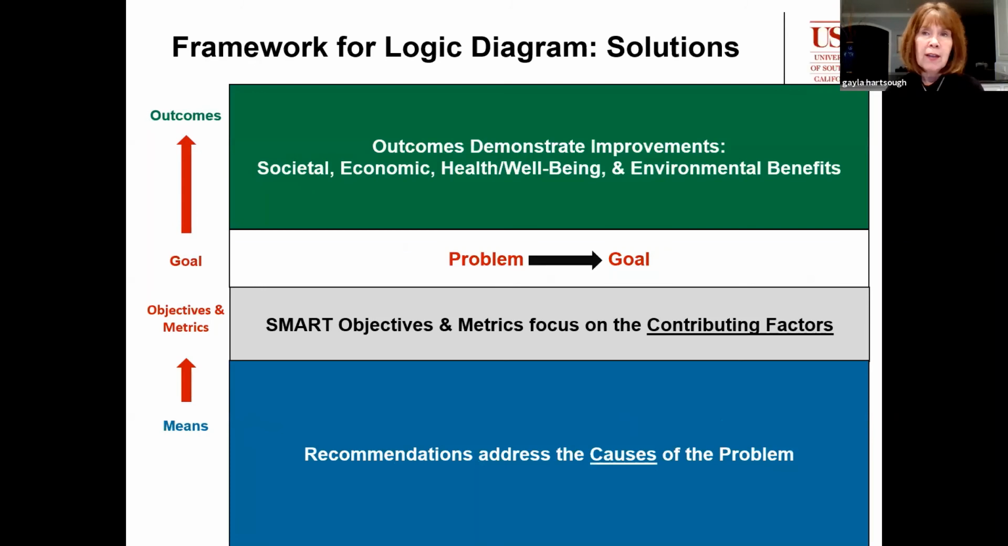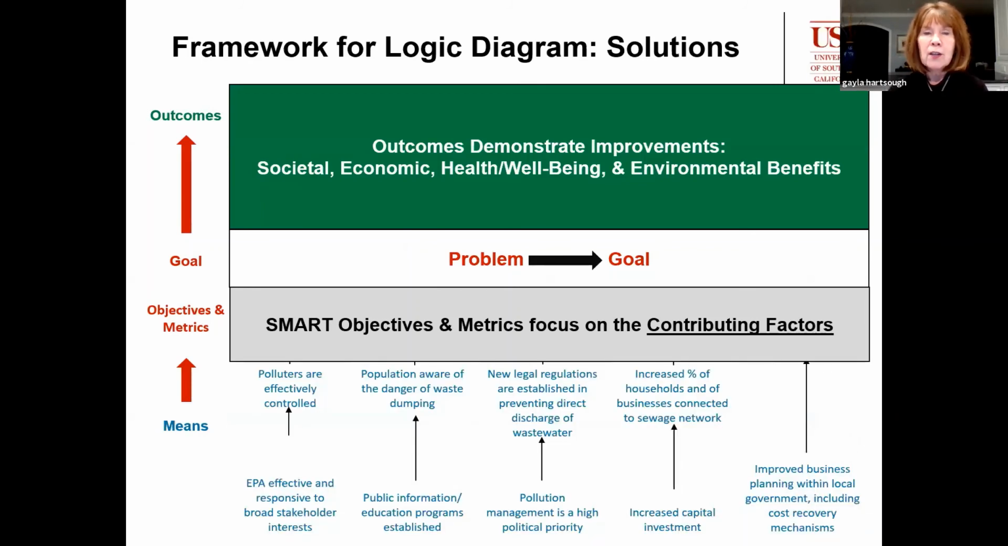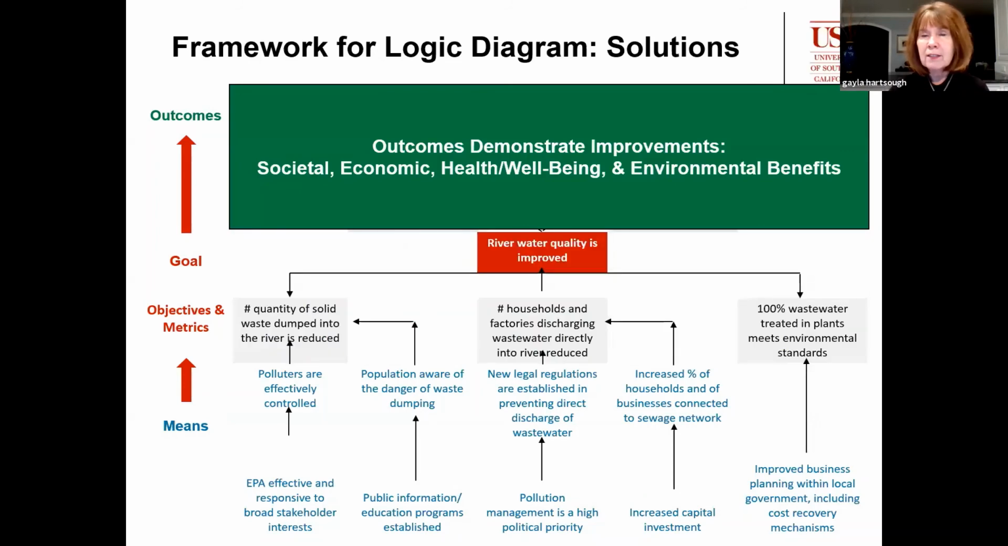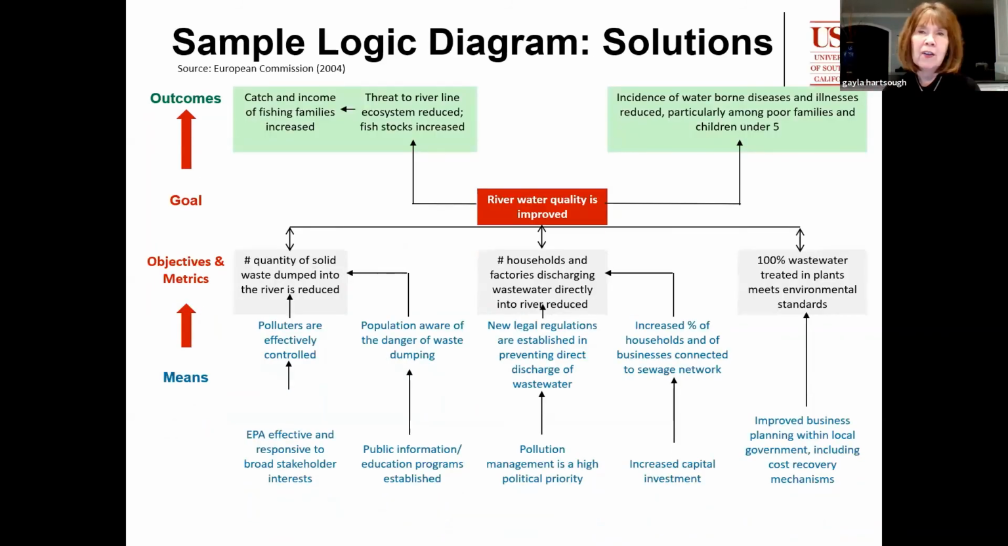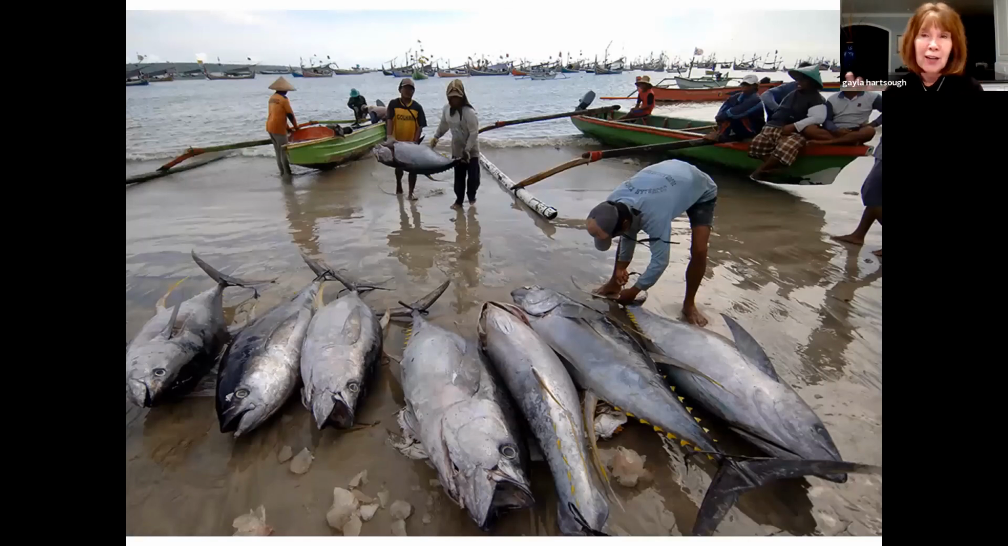And if we do all of that together, we'll have better outcomes, as we had discussed before, in terms of society, the economic, the health, well-being, and the environmental benefits. So as I unveil this, you'll see how the pieces fit together into another logic diagram that's focused on solutions. And the good news is, if we do this, the fishermen will have a greater catch, and they will help feed many, many more families for a long time.